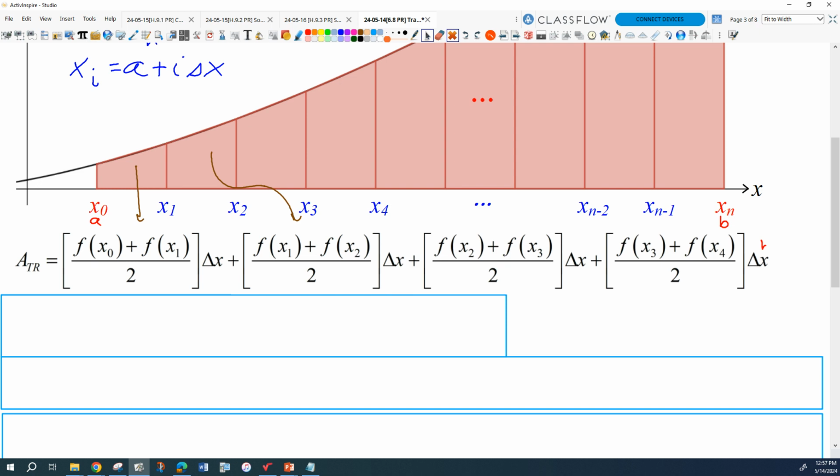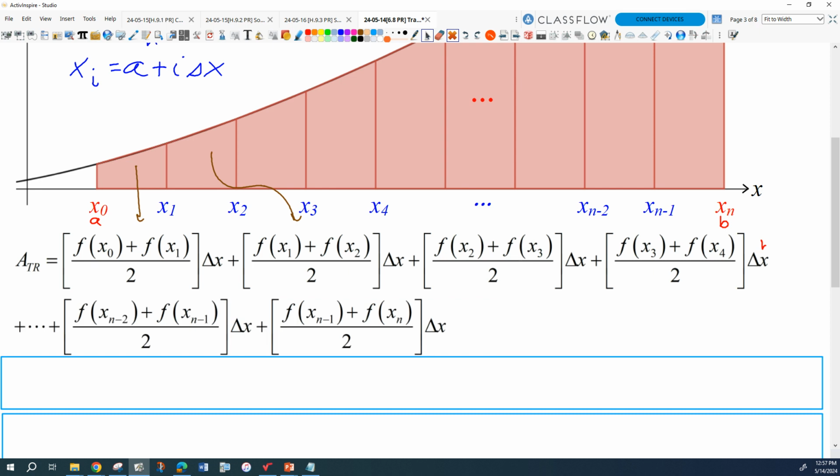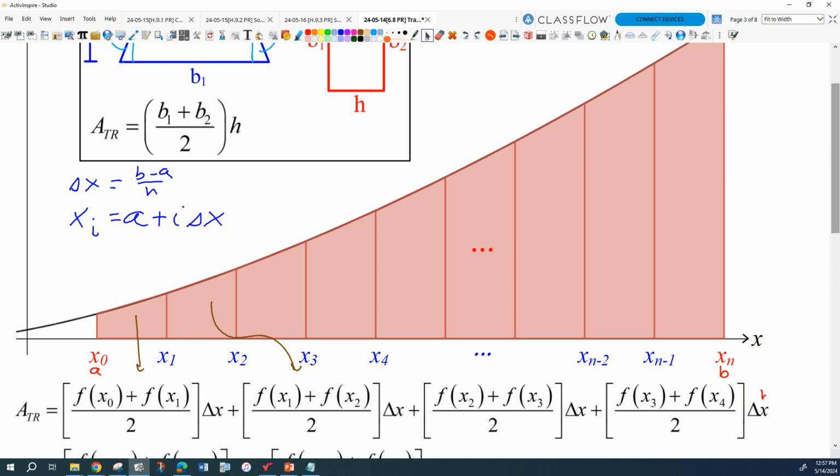And so on. I'm just going to keep doing this, all the way until I get to the last two. What would the last two be? Well, the second to last one would be f of x sub n minus 2 plus f of x sub n minus 1, divided by 2. I'll average those two, times delta x. And then the very last one, f of x sub n minus 1 plus f of x sub n, divided by 2 times delta x.